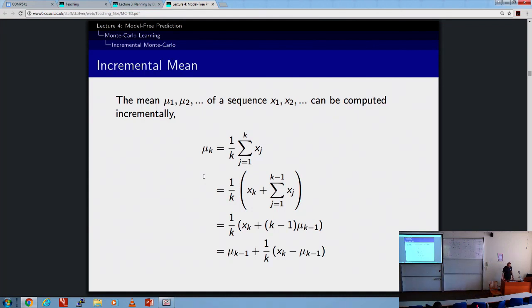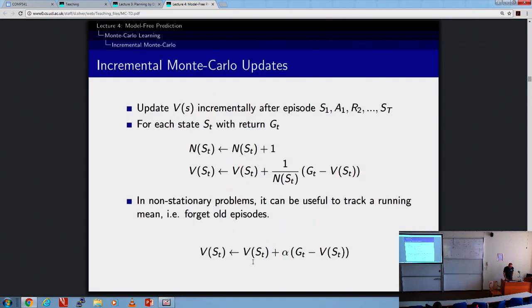How would that work? Well, you take your old mean, then take your new value, and the difference between the new value and the old mean, divided by k, is added to the old mean. You can incrementally keep updating your mean. So this would look like this. Each time there's an update, you increment the counter N, and then you increment the value using the incremental mean calculation. Now, why am I showing you this? This is just a mathematical trick.